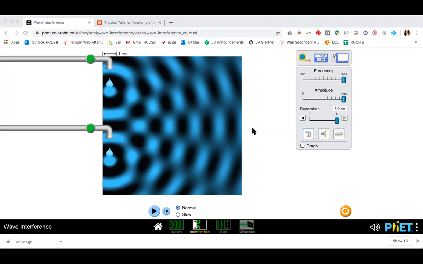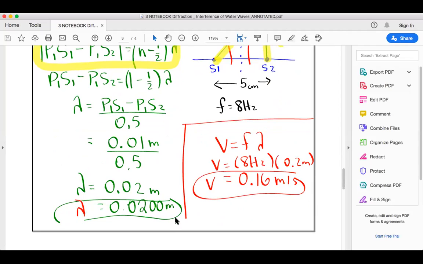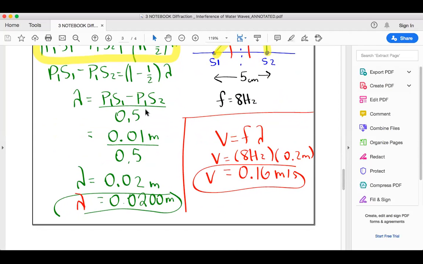So let's write that up. I've drawn my diagram. I have S1 and S2 labeled. I have P1 labeled. We've got 10 centimeters on the shorter side, 11 centimeters on the longer side, n equals 1. So in this formula, we have everything except for wavelength, and we can solve for it. P1S1 minus P1S2 divided by 1 minus 1/2. And we get 0.02 meters.